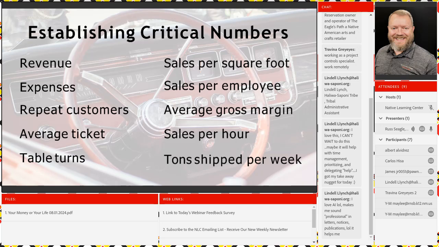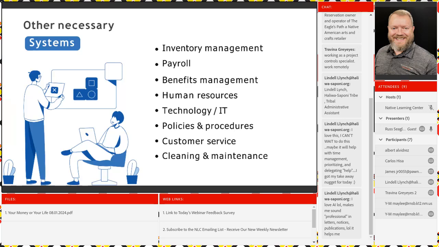So what are some other systems that we need to create? And folks, again, you can create these even if you work for someone else. Don't believe you have to be limited just because you're not signing the paychecks. We need inventory management systems, payroll systems, benefits management. How many of us started a company and didn't realize that we were going to have to be proficient in state laws, federal laws, for benefits?